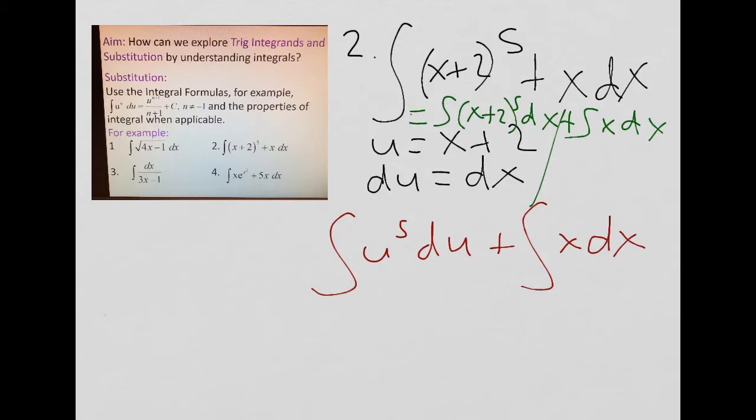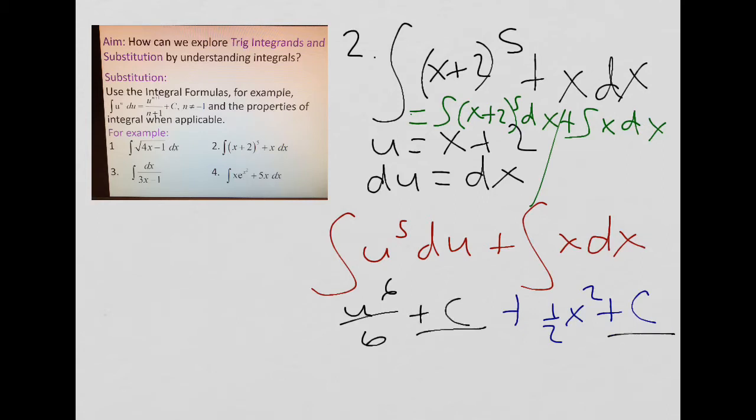And there we have it. So on the right-hand side, it's pretty simple, I think. It's just the 1/2 x squared plus c, okay? Now on the left-hand side, we're going to have u to the 6 over 6. And you can write plus c here, but these two c's are going to add up, so you only need one of them.